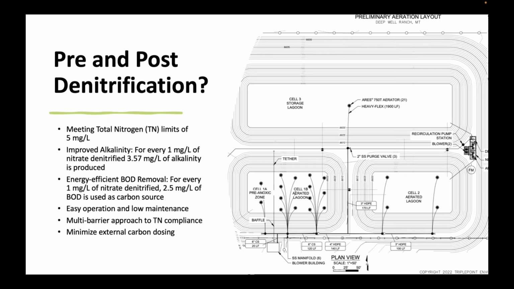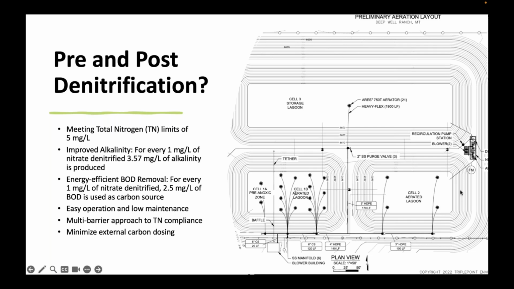So another alternative here is, if you have to meet a really low limit, you could do pre and post. This is actually what we're doing at this facility in Wyoming, where we have a pre-anoxic lagoon here at the front, right? And we're using, these aren't aerators, these are burpers. These will just burst air for mixing occasionally. We have a baffle curtain.